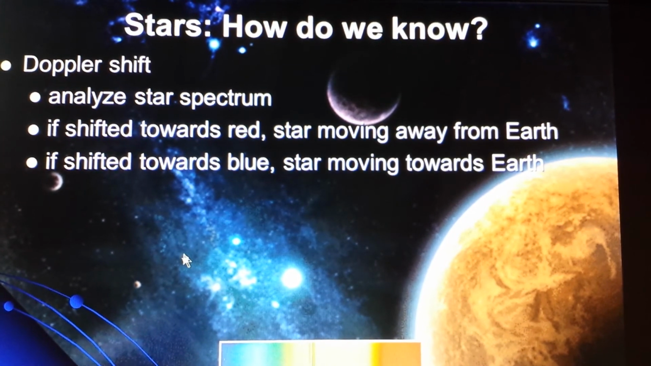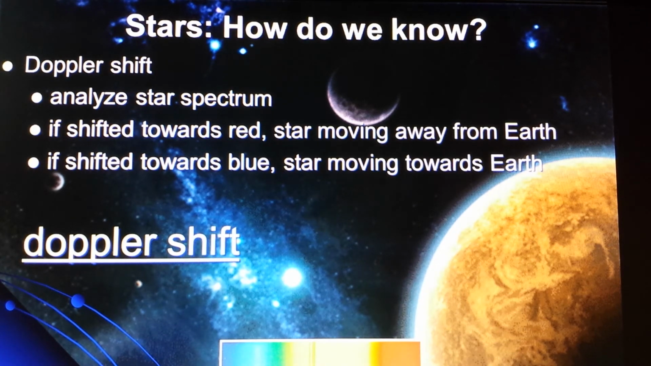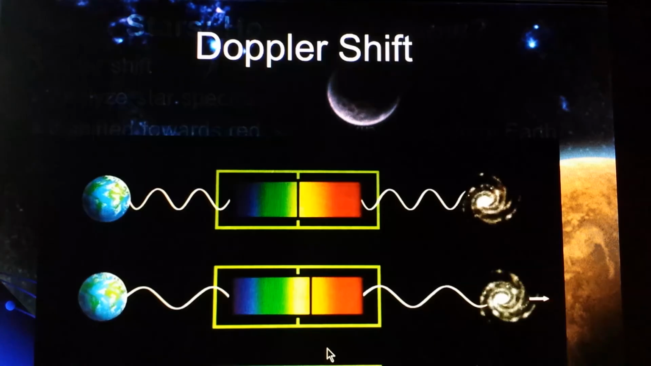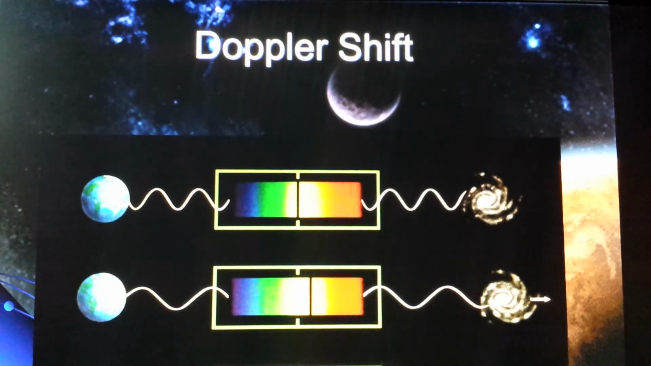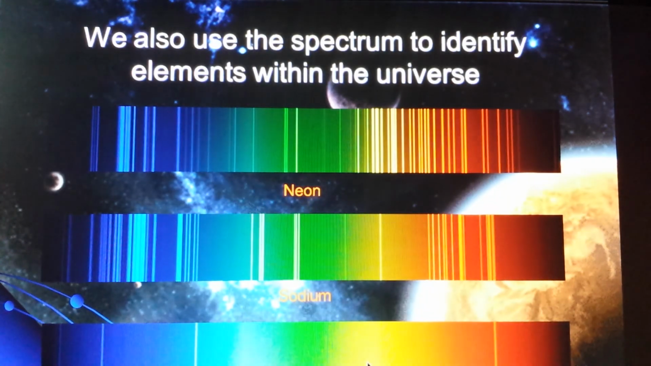Doppler shift, we talked about that already. Red shift means it's moving away from Earth. Blue shift, moving toward Earth. So here we have an object that's moving toward Earth, and this one would be moving away from Earth. This one would be at rest. Same idea. We've got an object at rest. An object moving away from us shifts toward red. An object moving toward us shifts toward blue.